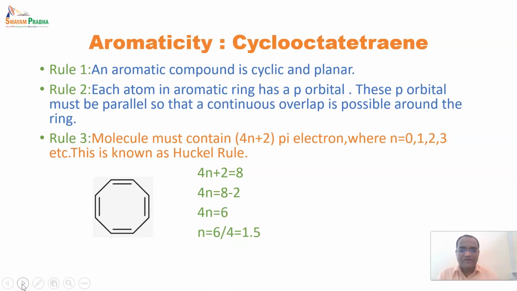So now it's a decimal fraction, whereas n should be 0, 1, 2, 3, 4, etc. And here you can see the value of n is 1.5. So it is in between, or in the middle. So it does not obey Huckel's rule, and such kinds of structures are said to be non-aromatic. And it has been revealed that the structure is not a planar one, it is a cube-shaped type of structure.